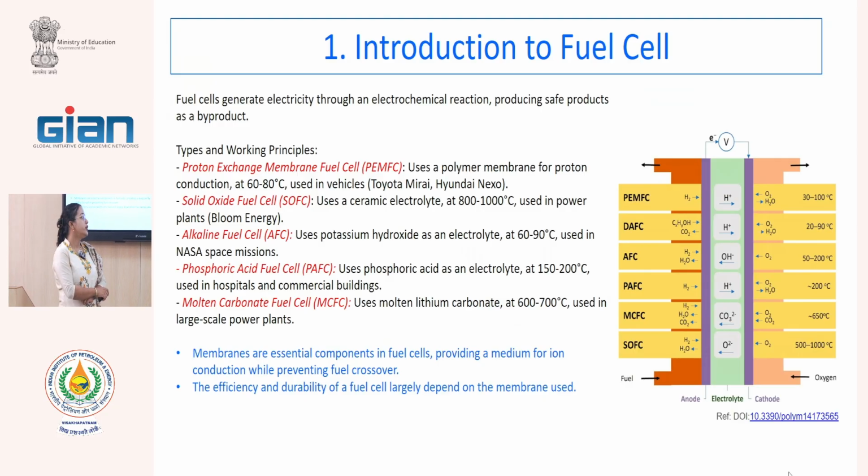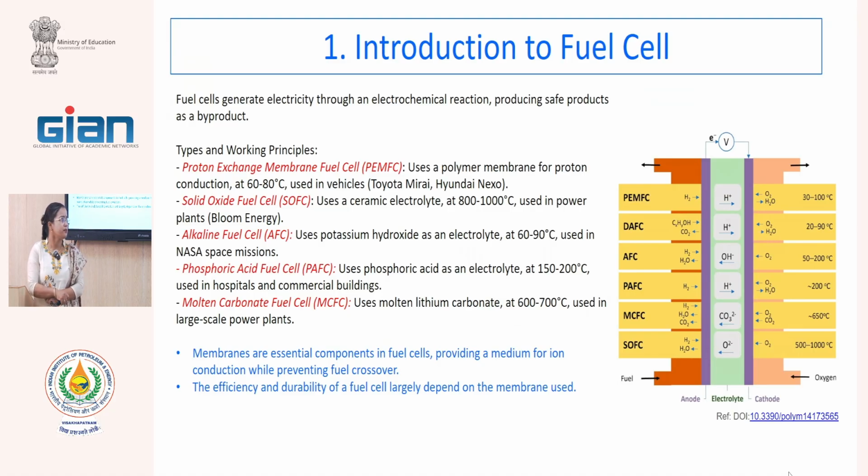So, in order to overcome that, what do we do? We apply a membrane in place of a liquid electrolyte. In that case, it becomes an alkaline membrane fuel cell. We do not have any liquid, we only have a solid membrane. This AFC also operates at a moderate temperature, like 50 to 200 degrees centigrade. We also have the phosphoric acid fuel cell or PAFC, where the electrolyte is phosphoric acid, and they operate at around 150 to 200 degrees centigrade.